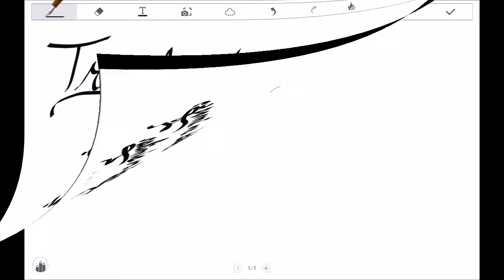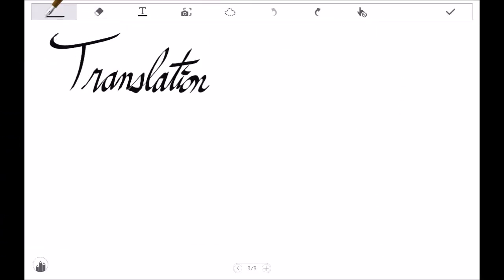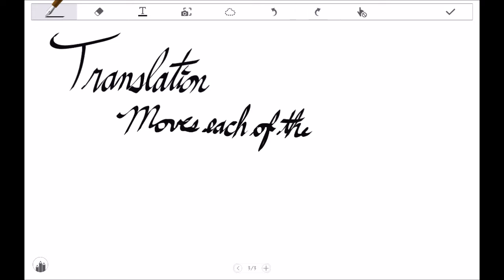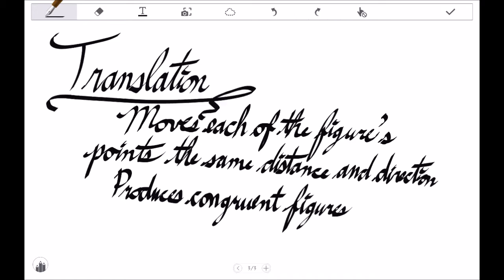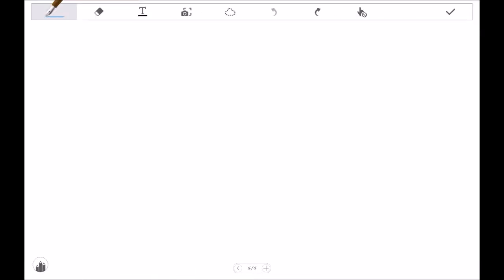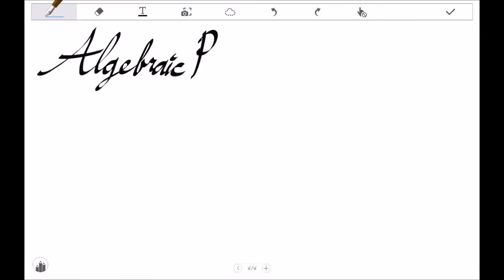1. Translation. Translation is a transformation that moves each point of a figure the same distance and in the same direction. Translations will produce congruent shapes. There are four algebraic rules for translations.